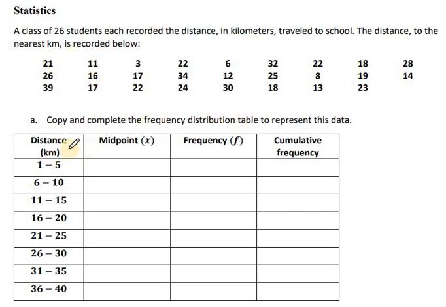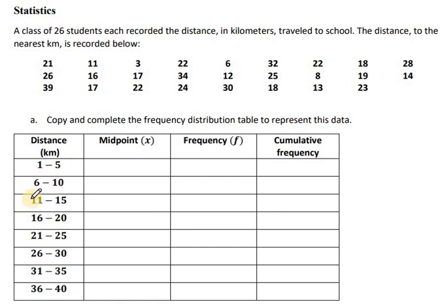Now, let's look at the table here. We're told to copy and complete it. The first heading, we have distance in kilometers. The next heading, midpoint. In other words, class midpoint. We have the next column, which is frequency. And the next column, we have cumulative frequency. Now let's complete. Let's start with the midpoint, class midpoint.